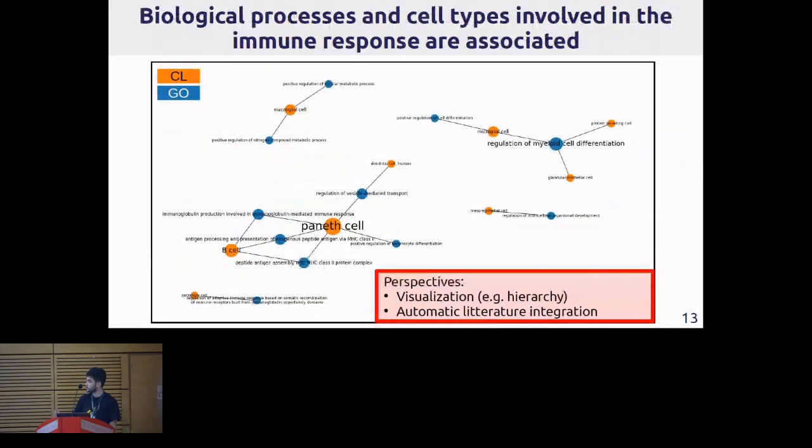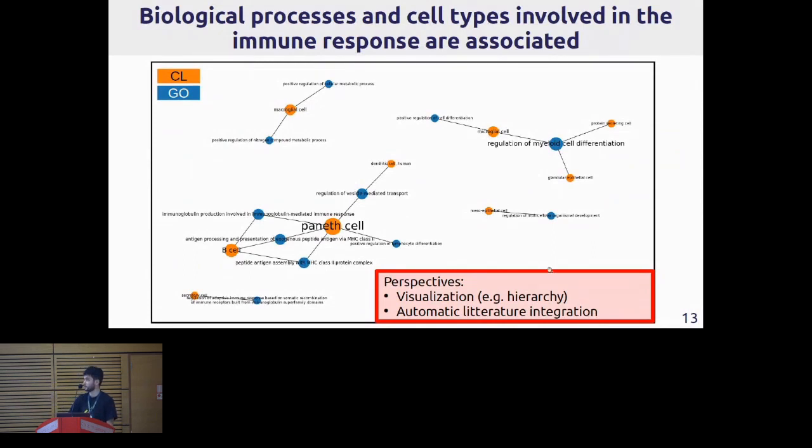This is the result shown in a graph for this one toy example. Basically here, each node is a term. It's color-coded in orange if it's a cell type, in blue if it's a biological process. And what's really interesting in the first part is that all of these terms are relevant, more or less, to the immune response. And if you remember, our initial gene set was identified following a vaccinal treatment.